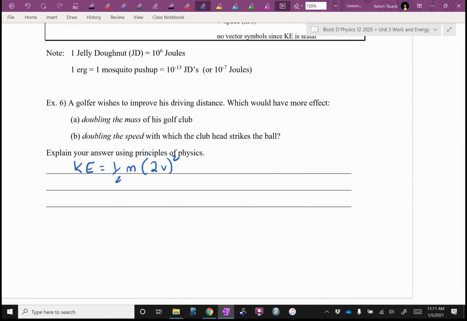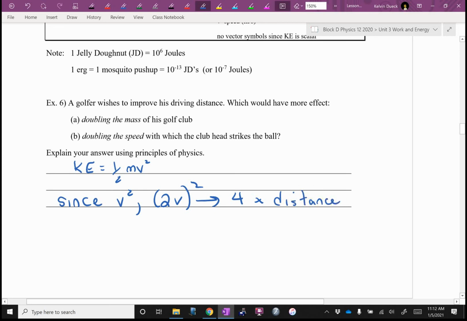No, not double. What's 2 squared? 4 times as big. If I double the speed, I'll get 4 times the distance. If I double the mass, I'll get twice the distance. Okay? So, you can write down K equals a half mv squared, since 2v squared means 4 times the distance.